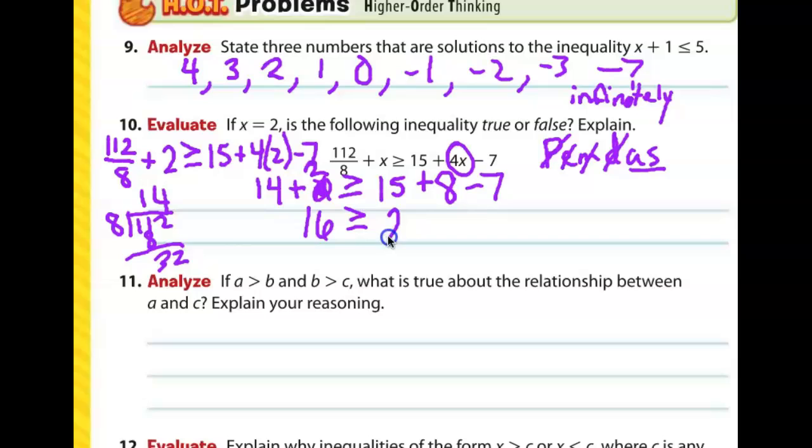That's correct. That is 27. And then 27 minus 7 is what number? Go ahead and answer that for me. That's exactly right. That is 20.